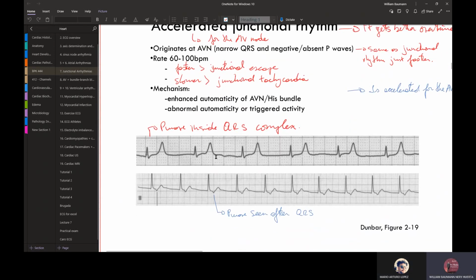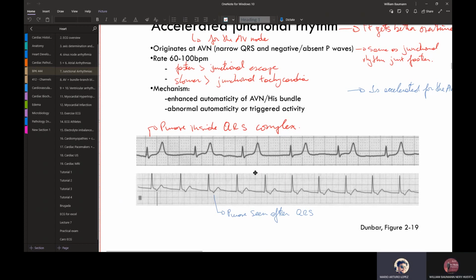And how do we detect that? No P wave whatsoever. If you see it here, there's no P wave for every QRS. And that's because the SA node isn't working and the AV node is taking over. Yes, and look what it says here. P wave inside the QRS complex. Exactly. How do we know that? The QRS has a normal, narrow duration.